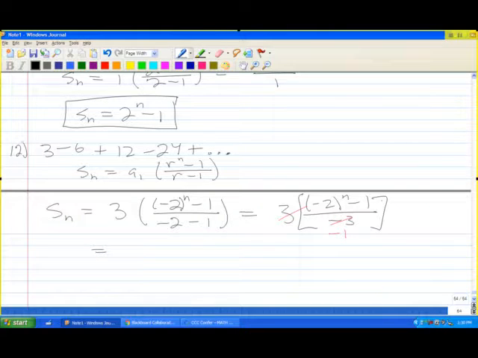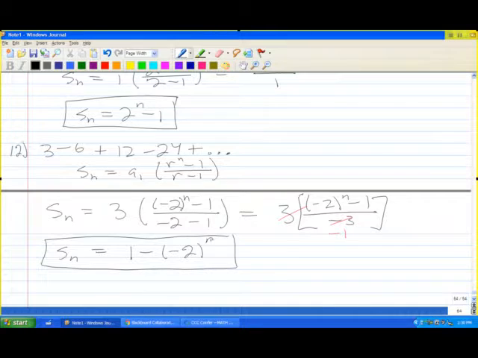And so that says change all these signs. So I'll just reverse the order. I'll make it as 1 minus negative 2 to the n. And so if I add up the first n terms, I can just use this formula to calculate its sum.